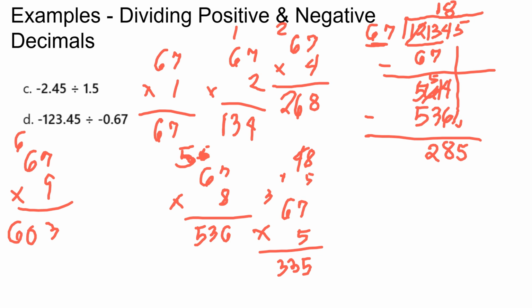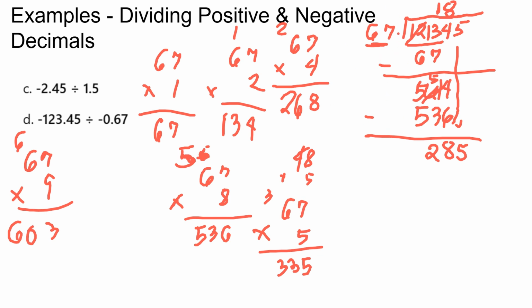Hold on, 67, I'm sorry. 67 times 5 will give us 335. So you see, 335 had already exceeded 285. So therefore, what we're going to write here is, because 268 is closer, 268 is closer to 285.